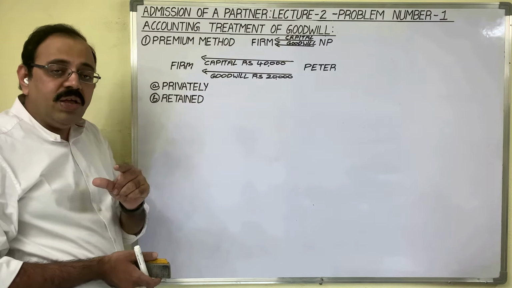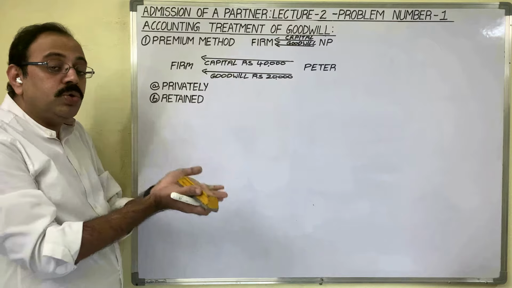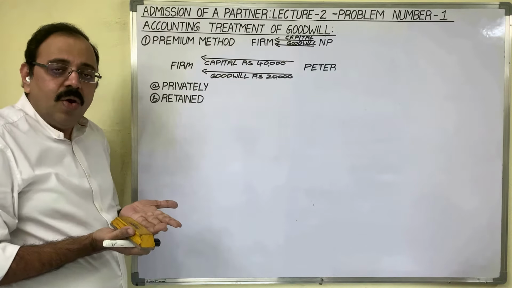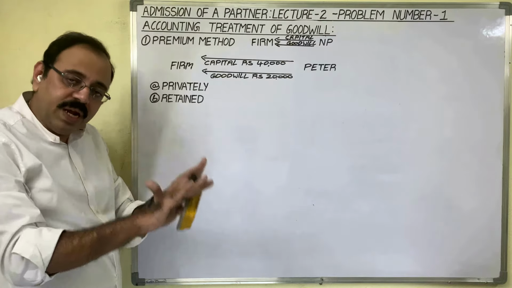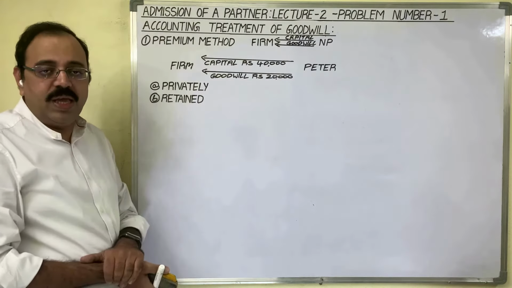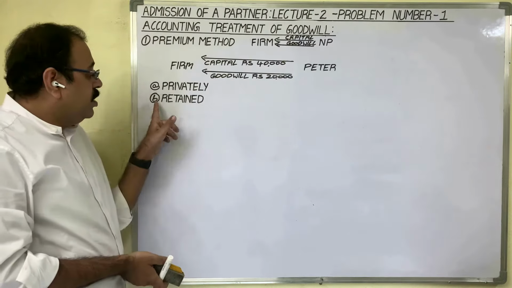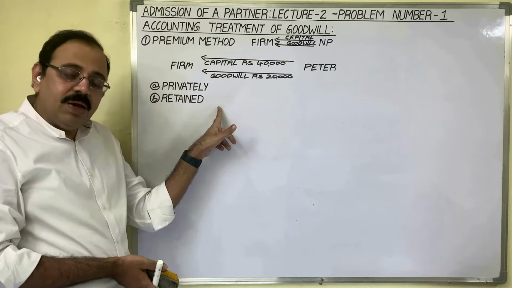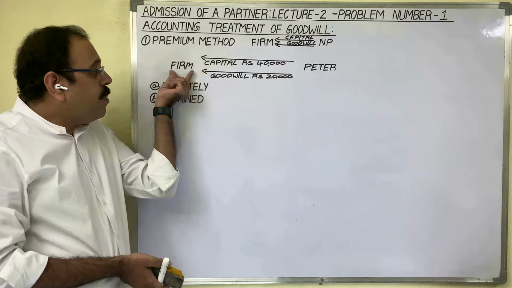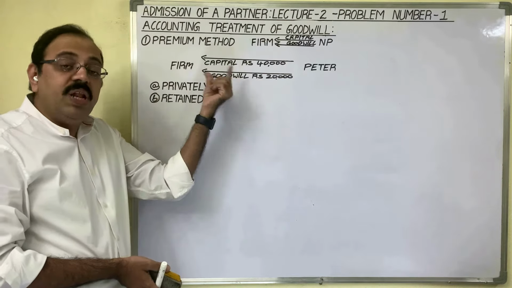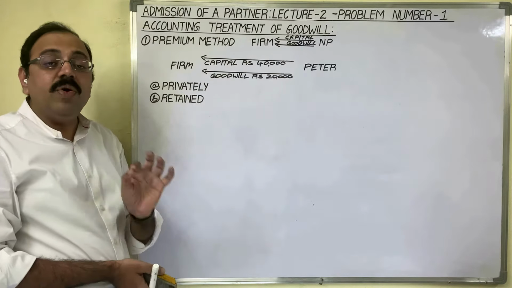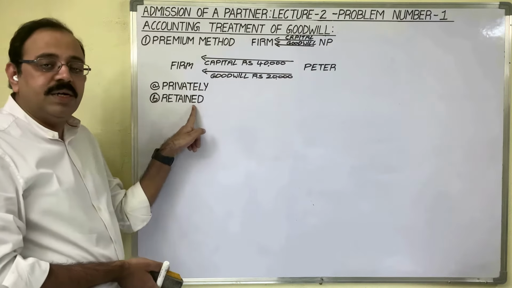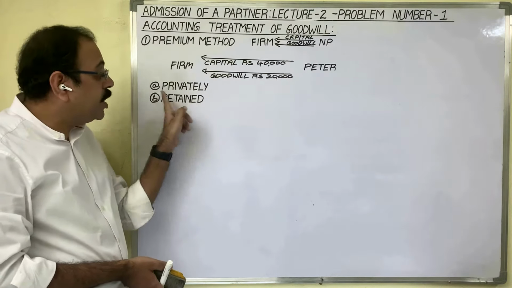When he is not giving that the old partners should withdraw the goodwill from the firm, what is the meaning of that? Old partners are going to retain the goodwill in the firm only. Therefore, even though the word 'retained' is not given in the question, it gives the meaning that old partners want to retain this goodwill in the firm. So, we have to adjust the goodwill under premium B method. What are the journal entries in premium B method?